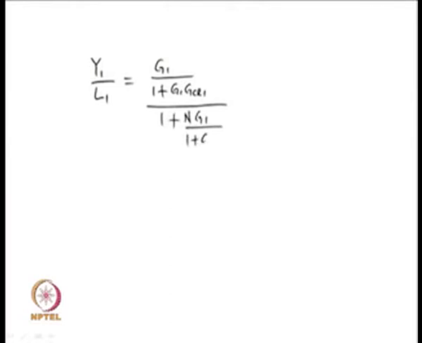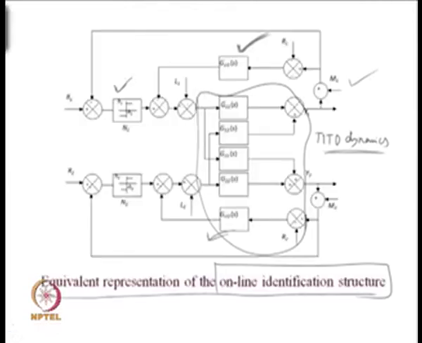Now, also I can get the relation between the output and the static load disturbances in the form of y1 upon L1 is equal to G1 upon 1 plus G1 G_CL1 upon 1 plus N G1 upon 1 plus G1 G_CL1. What I mean by that?